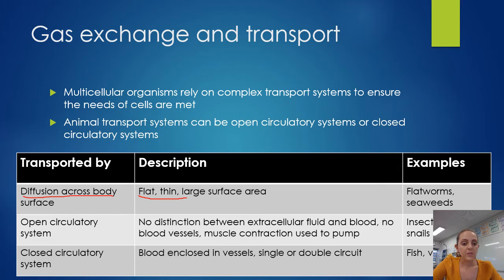Now, in terms of an open circulatory system, this is going to be things like insects, spiders, and snails. There's no distinction between extracellular fluid and blood. There's no blood vessels, and rather than using a circulatory system, these organisms use muscle contractions as a way to pump blood around. Lastly, we've got closed circulatory systems where we have blood that's enclosed in vessels in a single or double circuit, like a respiratory system. So that includes fish as well as vertebrates. So humans have a closed circulatory system.